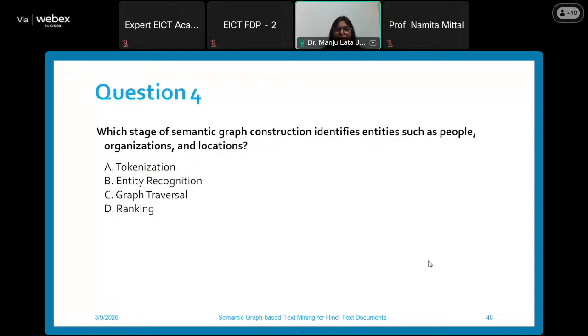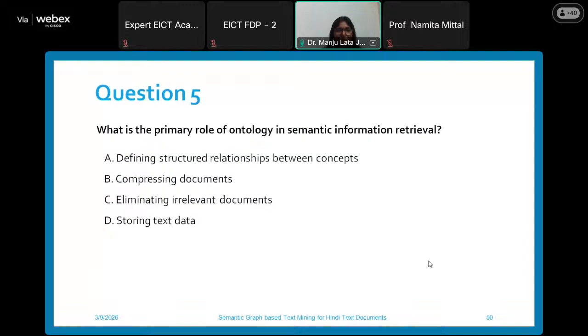Next question is, which stage of semantic graph construction identifies entities such as people, organizations, and locations? So all these are entities, people, organizations, and locations. So that will be recognized by entity recognition. That's why the answer is B.